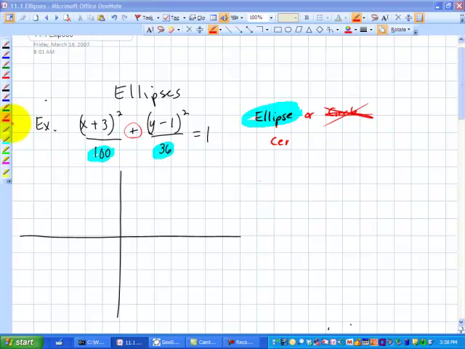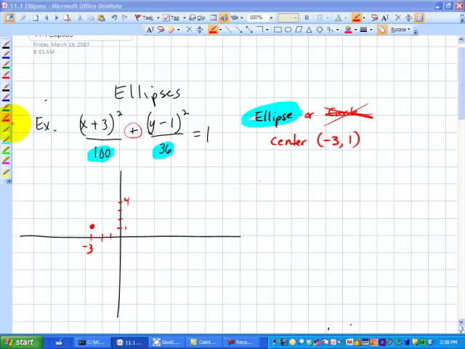But here's what I can tell. The center of this particular ellipse is at -3, 1. So as I graph this out, I would go out and call that -3, and that's 1 right there.